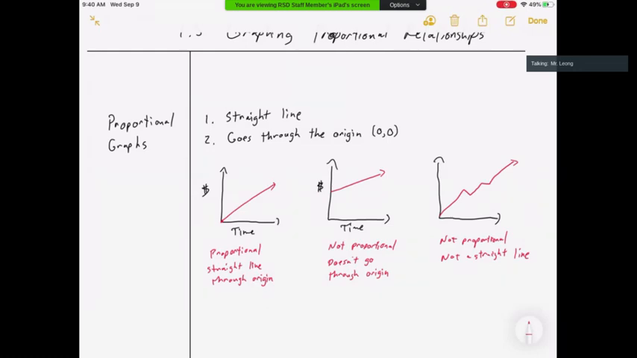And again, if you remember these two rules, straight line through the origin, I like from all my years of teaching, this is one thing that people just understand. They get it really quick, and it's like, oh, it's easy. Okay, so here we go.